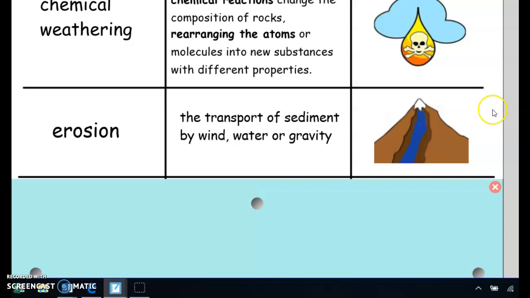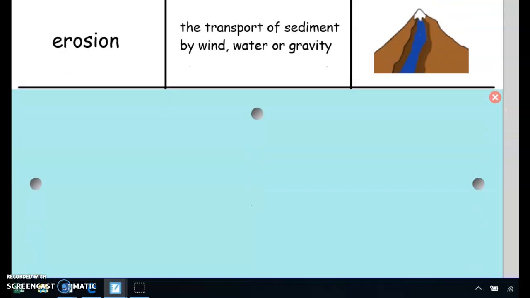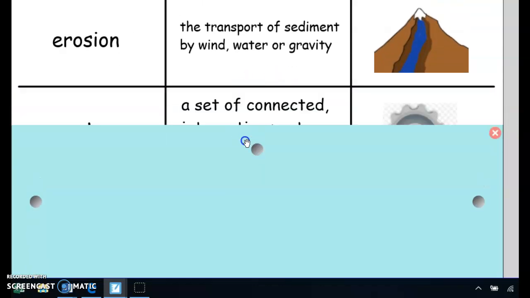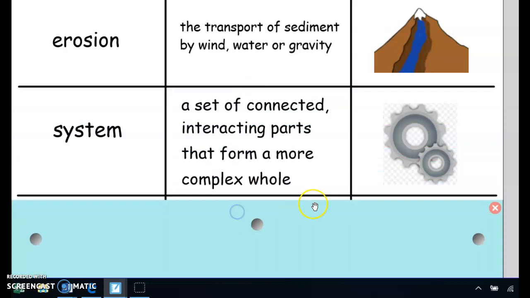And our last definition that we need to have for the rest of this unit is the word system or systems. This is a set of connected, interacting parts that form a more complex whole. So in this case, we're going to talk about all these different pieces that make a rock cycle, or how the rock cycle affects other parts of life here on Earth.